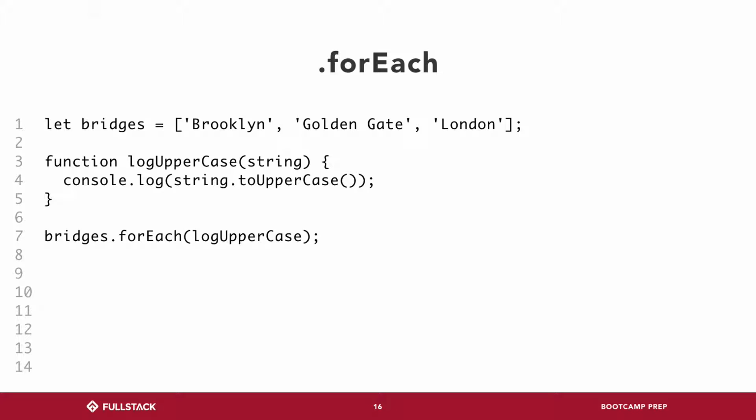So, are there any guesses as to what this would log? Yeah, it will just go through the list. Look at this array. However many elements are in that array, it's going to call this function, passing that element as the argument to that function, and it calls it as many times as there are elements in the array.